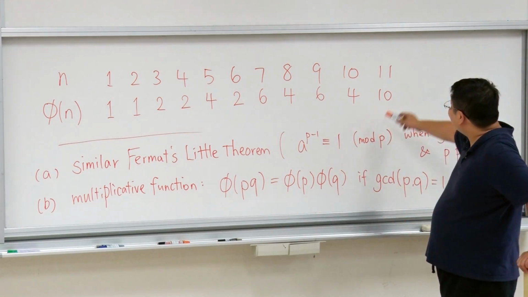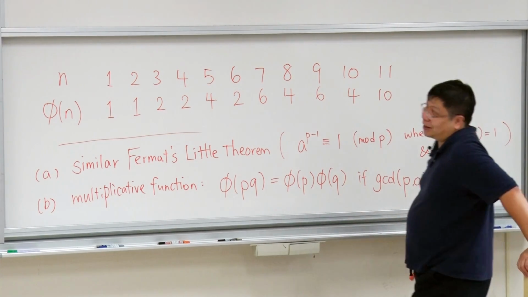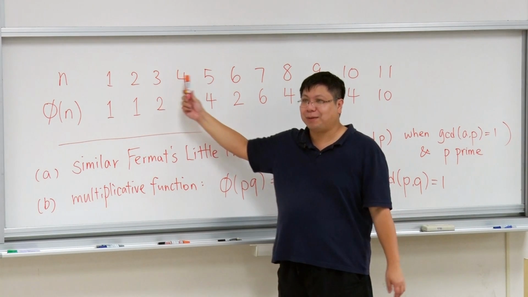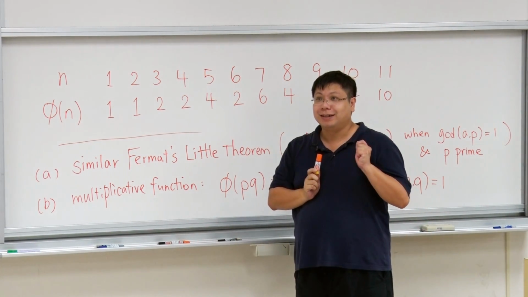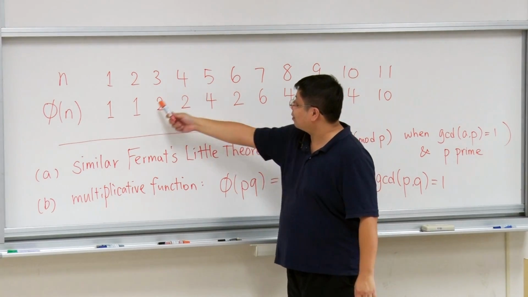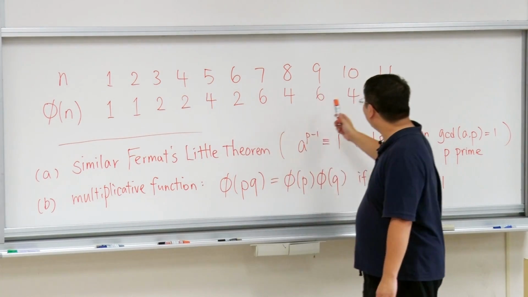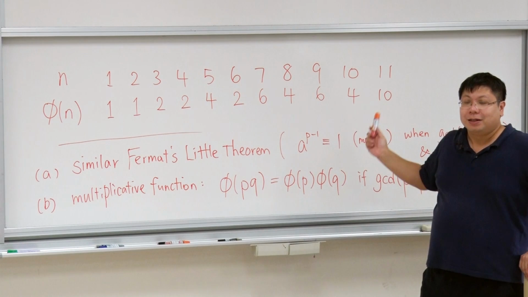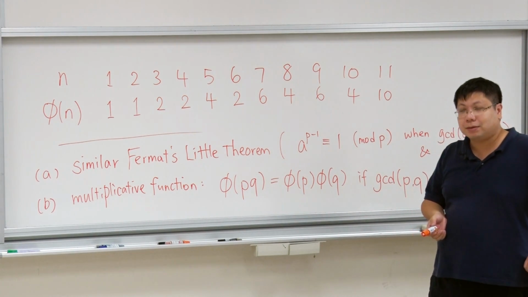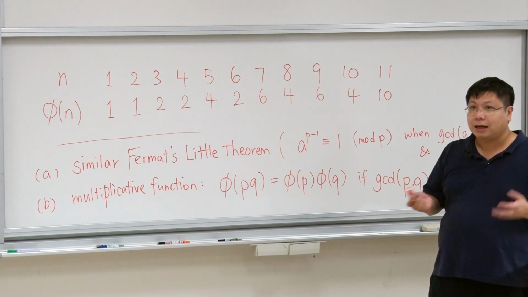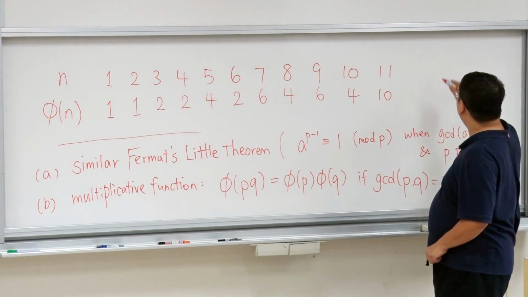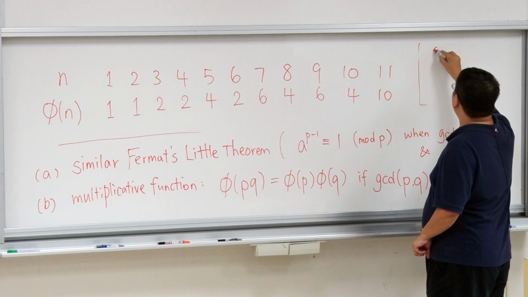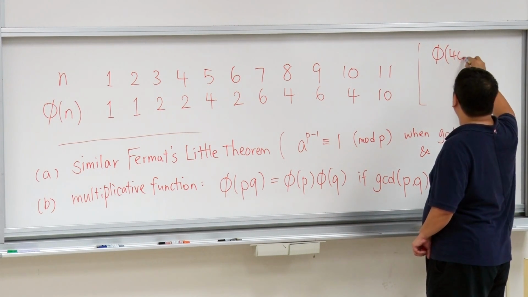So that's why I can calculate phi 10 quickly, because I checked. 10 is equal to 2 times 5, right? And 2 and 5 don't have any common factor. Okay, 2 times 5. So suddenly I look at this, 1 times 4, so I get a 4 here. Is that okay? So I can also talk about how about phi of 40? So what is phi of 40?